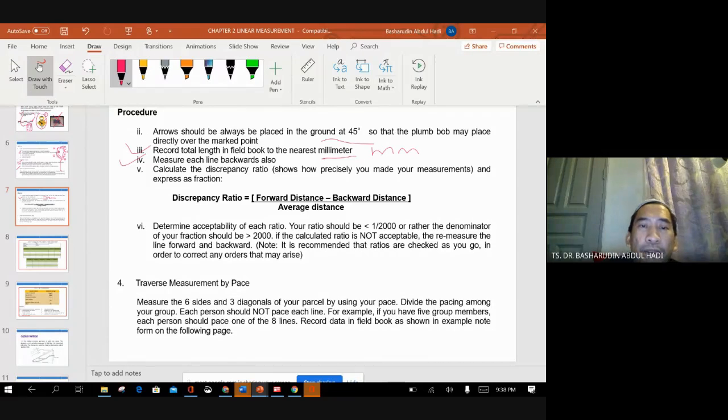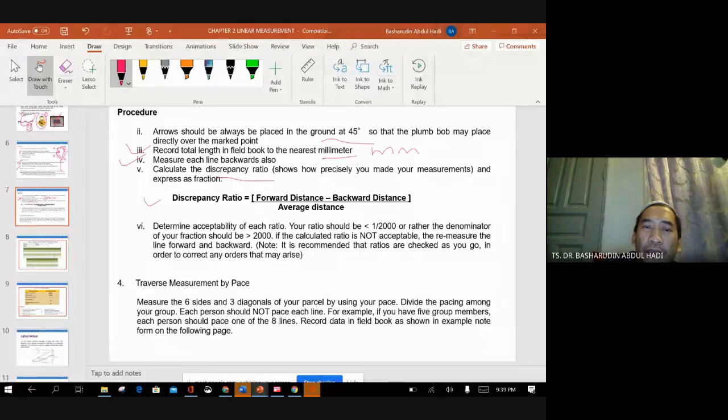Sometimes you measure each line backward because you want to calculate the discrepancy ratio. It shows how precisely you made your measurement, and it is expressed as a fraction. This is if you want to check the calculation of the discrepancy ratio, whether the survey we did is correct. So the discrepancy ratio is equal to the forward distance minus the backward distance, divided by the average distance.